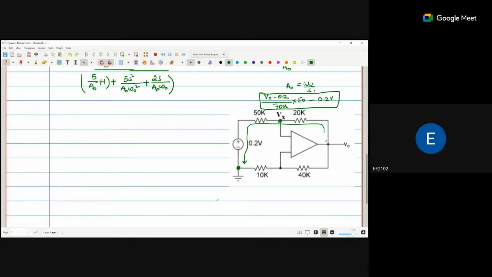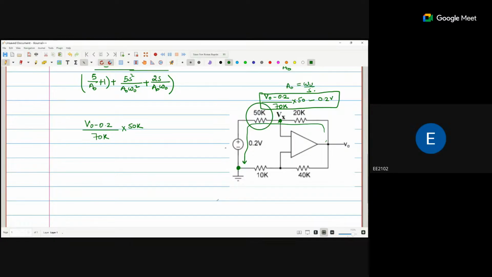Should I repeat the equation? Yes, sir. The total current is V naught minus 0.2 voltage, this one. Okay. The total resistance is 70k. Multiply by 50k. Why? Because this is the voltage drop across this resistance.